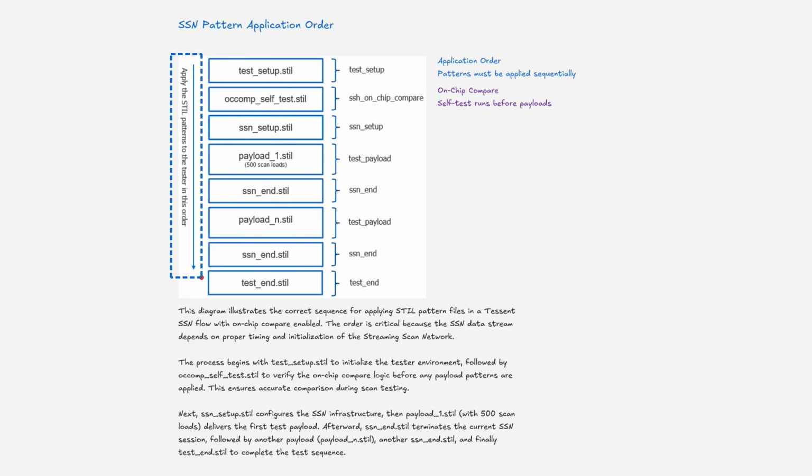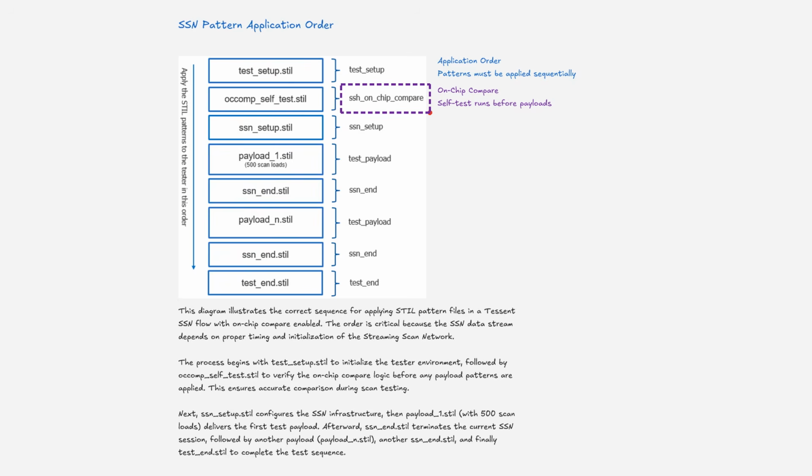This diagram illustrates the correct sequence for applying STIL pattern files in a Tessent SSN flow with on-chip compare enabled. The order is critical because the SSN data stream depends on proper timing and initialization of the streaming scan network. The process begins with test_setup.stil to initialize the tester environment, followed by on-chip compare self-test.stil to verify the on-chip compare logic before any payload patterns are applied. This ensures accurate comparison during scan testing.